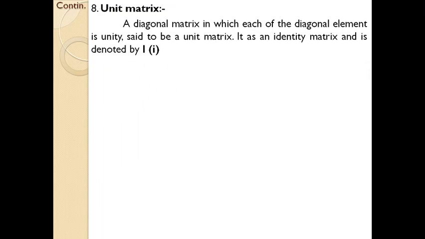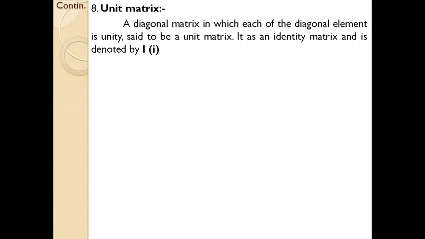A unit matrix is a diagonal matrix in which each of the diagonal elements is unity. It is otherwise known as an identity matrix, and it is denoted by the alphabetic symbol I, capital I. Try to use capital I. For identification, I just gave a small i within the brackets. It may look like the number 1, that's why I put a small i. There is no abbreviation for identity with a small i. Identity matrix is represented by capital I.